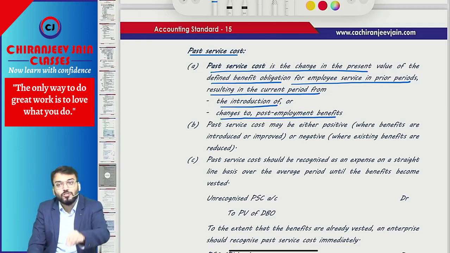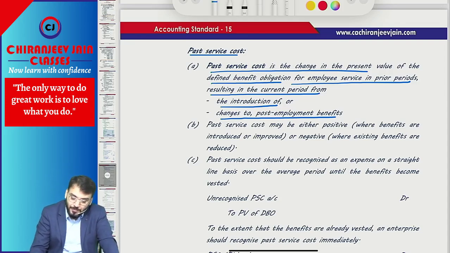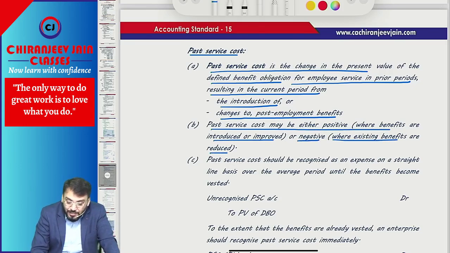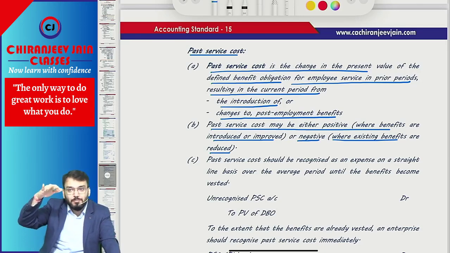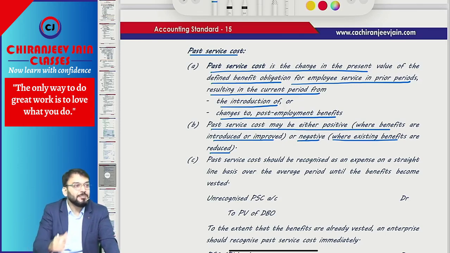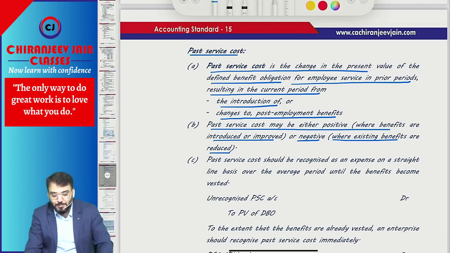Either introduction of a post-employment benefit plan or modification in the post-employment benefit plan. Past service cost may be either positive when benefits are introduced or improved, or negative when the existing benefits are reduced. Positive means expense, negative means income, but we call it negative past service cost. If your present value of DBO decreases, it means negative past service cost. If it increases, it means positive past service cost. Understood? This much you understood?